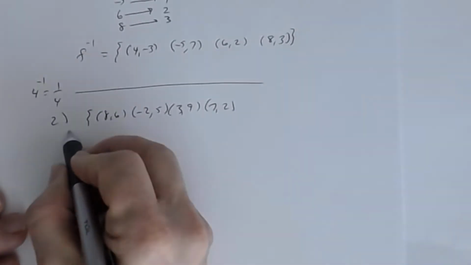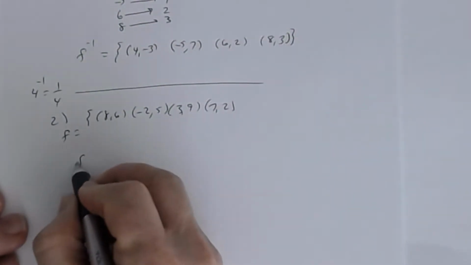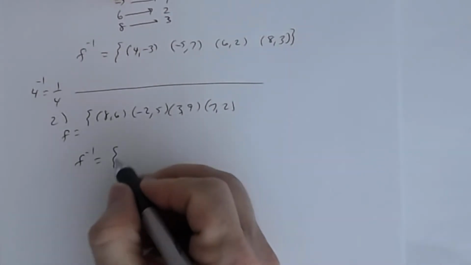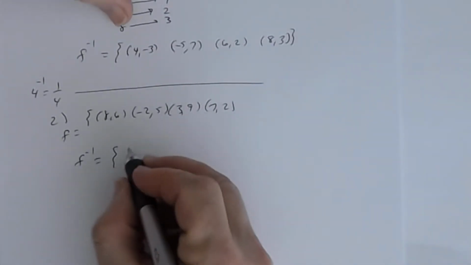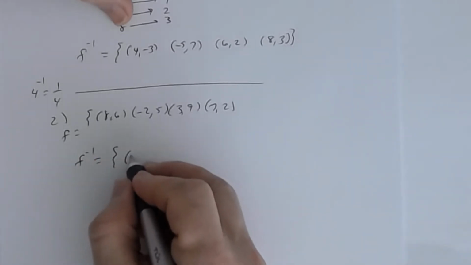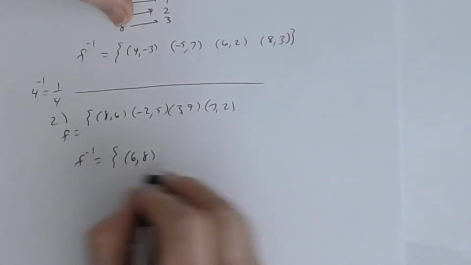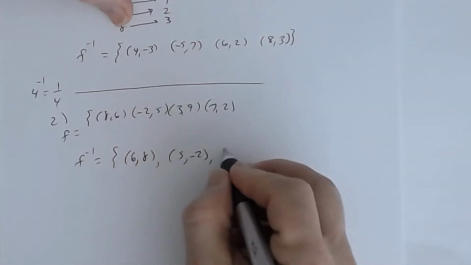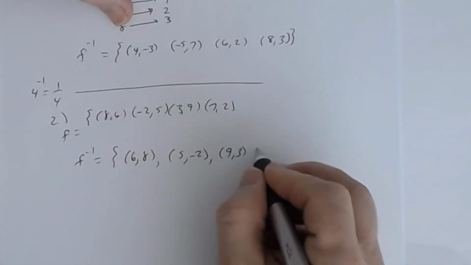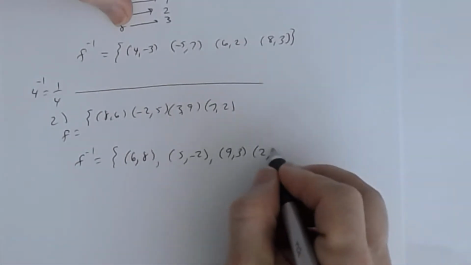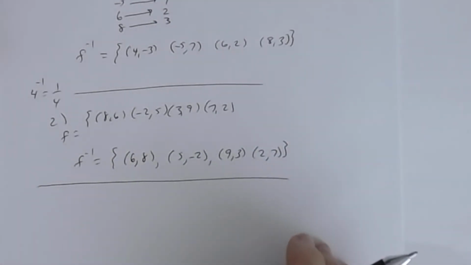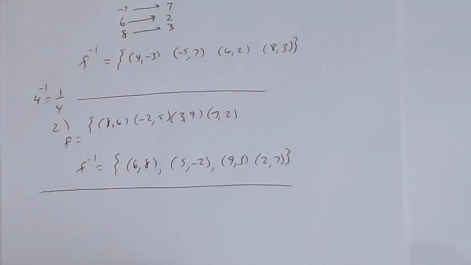So then, if this is f, you say f inverse will equal, and all you do is interchange the coordinates. Just make sure you use set notation. So 8, 6 becomes 6, 8. Remember, you're just interchanging the coordinates. -5, 2 becomes 2, -5. 3, 9 becomes 9, 3. And 7, 2 becomes 2, 7. Okay? All right. So given a set of ordered pairs, it's very easy to find the inverse.